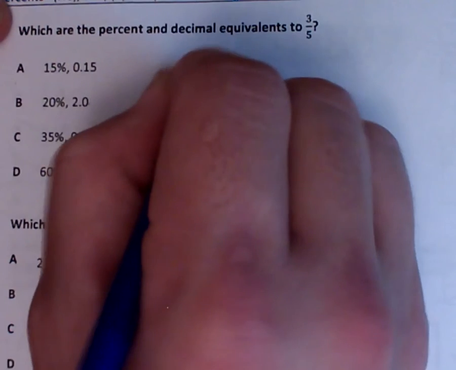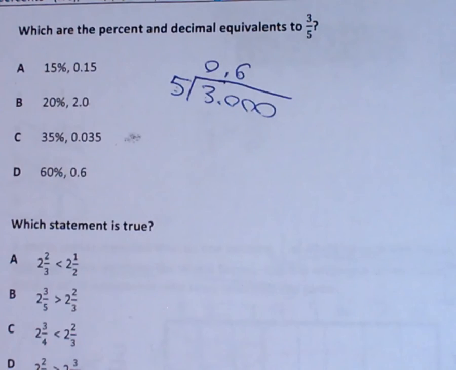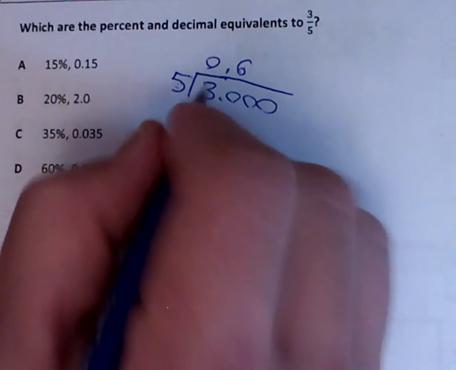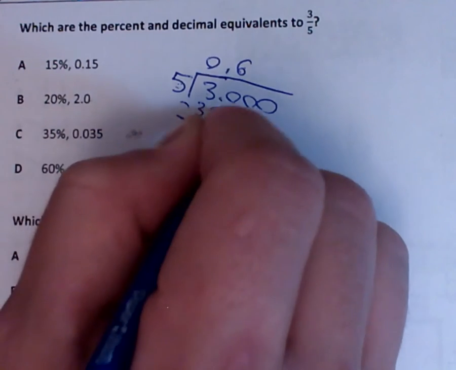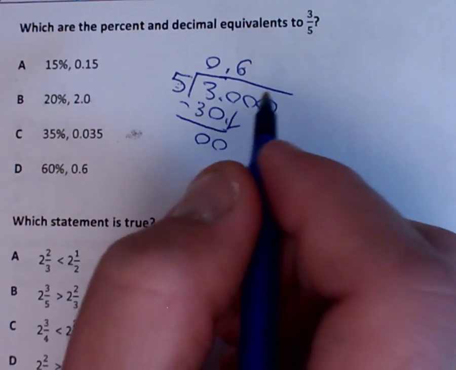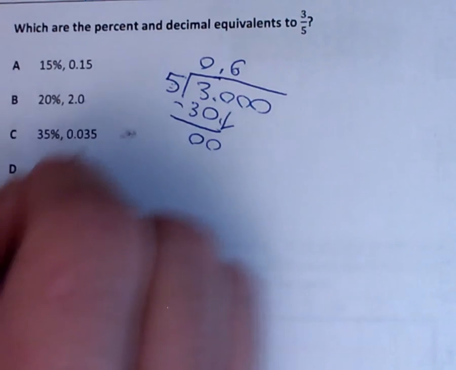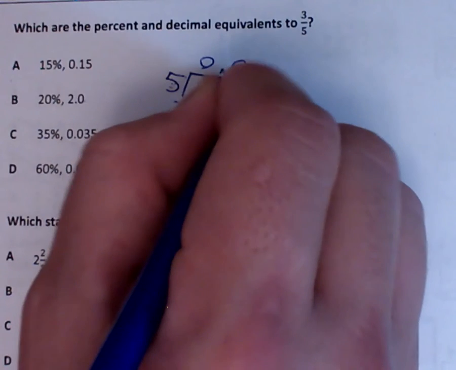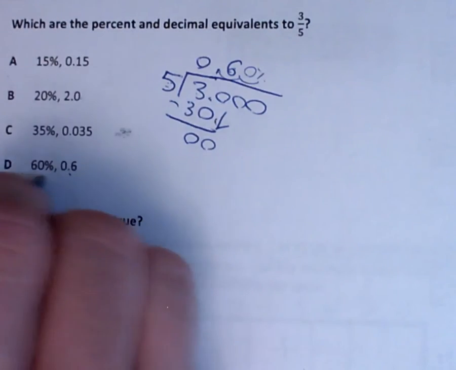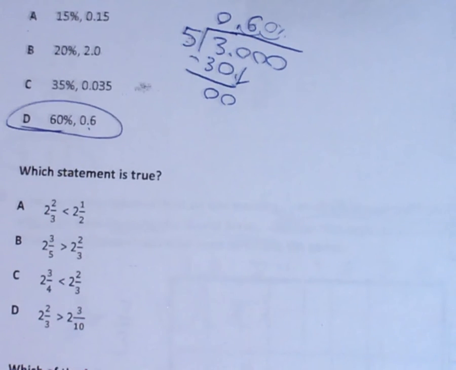5 goes into 3, 0 times. 5 goes into 30, 6 times. All right, after you do your first division, then you multiply. 6 times 5, and you'll get 30. Now we get to subtract, and we get 0, and bring down 0. 5 goes into 0, 0 times. We're done. 0.6. Well, 0.6 is this guy. Let's see if it's also 60%. Go 1, 2. Yeah, 60%. So it would be D. 60% or 0.6.